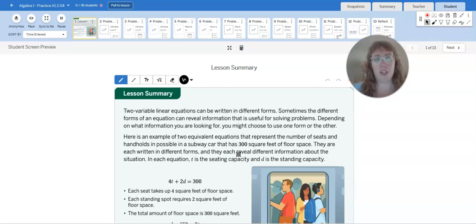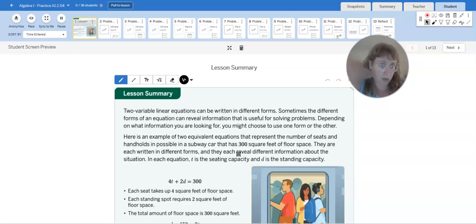Two variable linear equations can be written in different forms. Sometimes the different forms of an equation can reveal information that's useful for solving problems. Depending on what information we're looking for, we might choose to use one form over the other, like we did with the seating and the standing of the train.